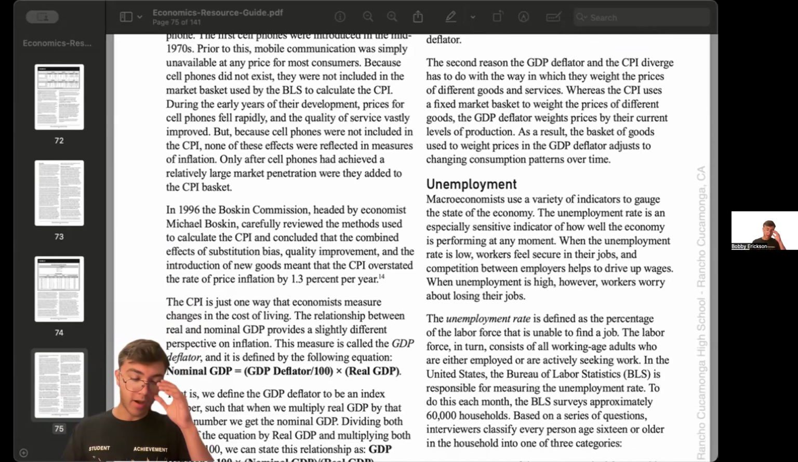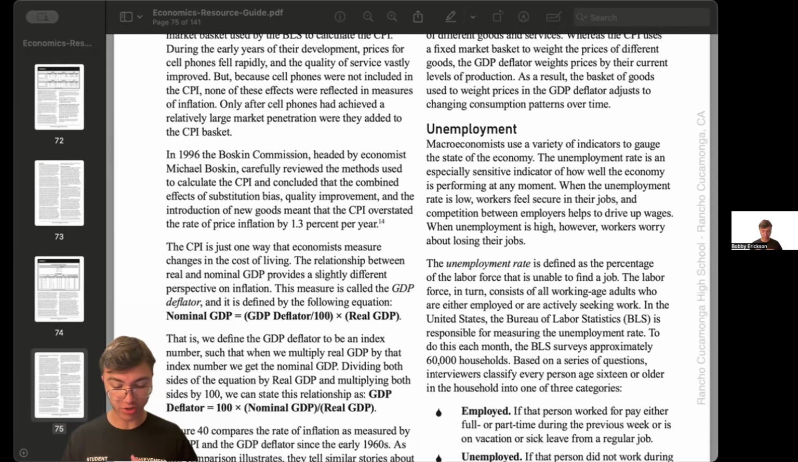One estimate of how much the CPI is overstating the price was done by the Boskin Commission, which was headed by economist Michael Boskin in 1996. He reviewed the methods of CPI and the combined effects of substitution bias, quality improvement, and introduction of new goods. Remember, those are the three different factors that create an upward bias in CPI. He found that the rate of price inflation was overstated by 1.3% each year. And so this is just one way that economists are able to measure those changes in the cost of living.